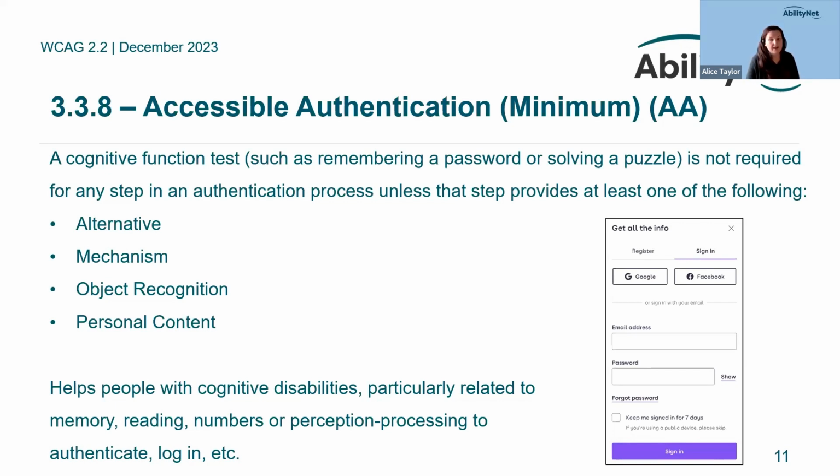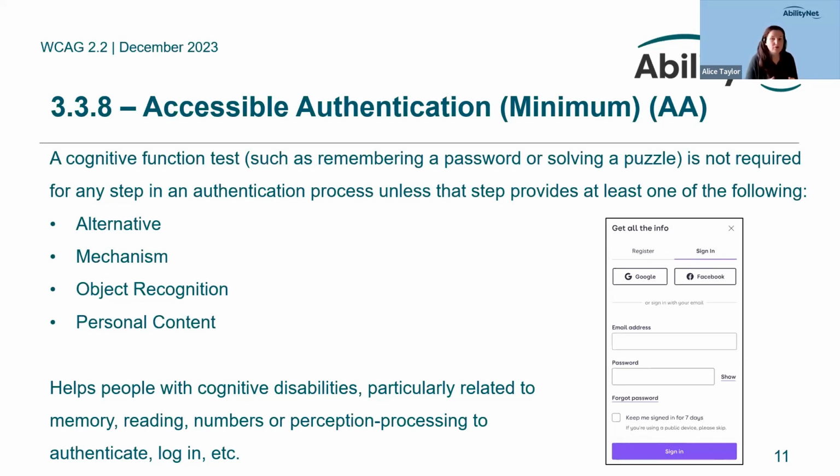Or if the cognitive function test is to recognize objects, then this would be sufficient. And similarly, if the cognitive function test is to identify non-text content that the user has provided, then that would also meet this requirement. So, for example, if they've uploaded an image and been asked to identify that, that would be a pass for this.